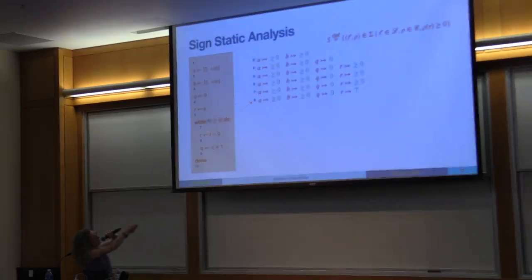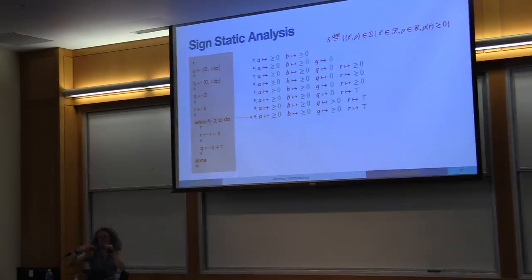And now this is where things change, because now we have R minus B. So we have to do the operation in the sign domain. We have something positive minus something positive, and here we don't know the sign of this anymore. It could be negative, it could be positive. So we end up with top. For Q, we go from 0 to something strictly greater than 0.